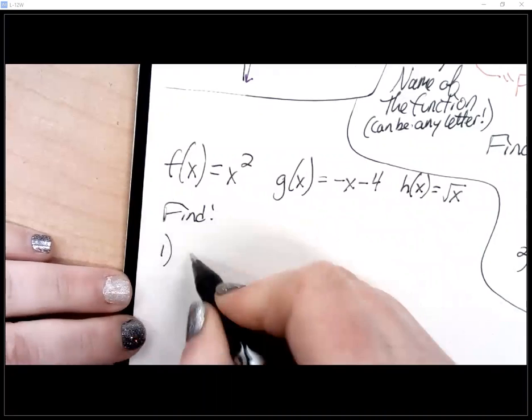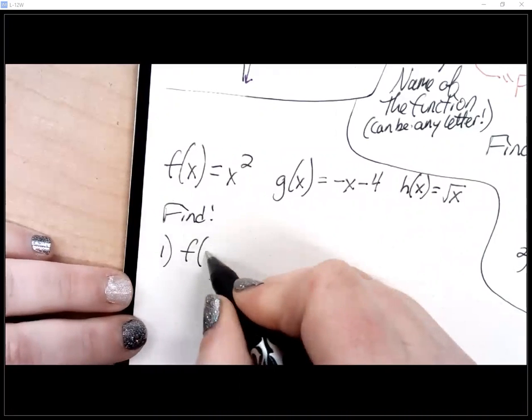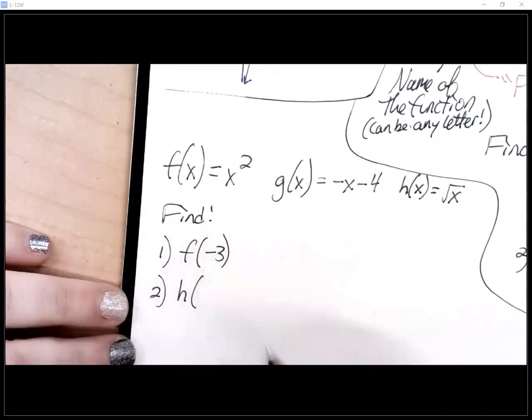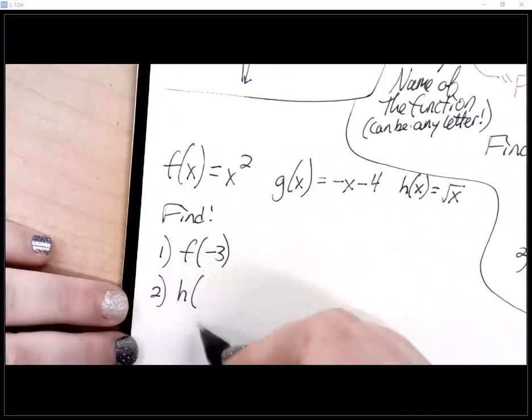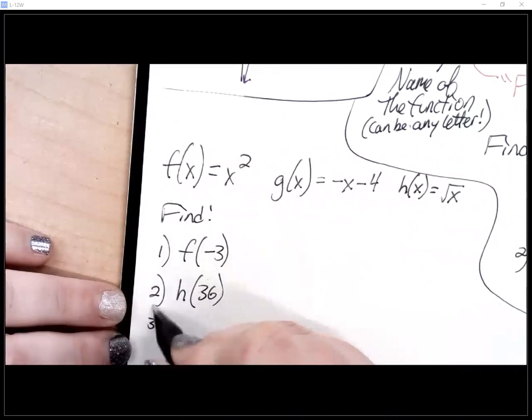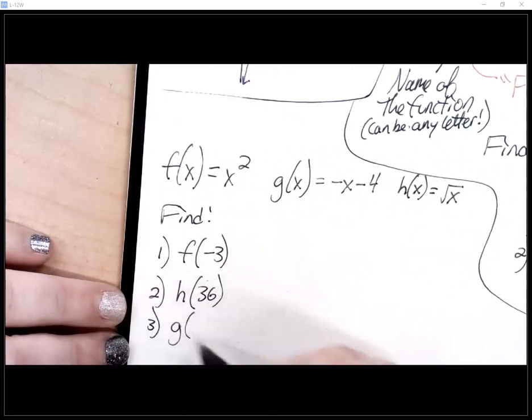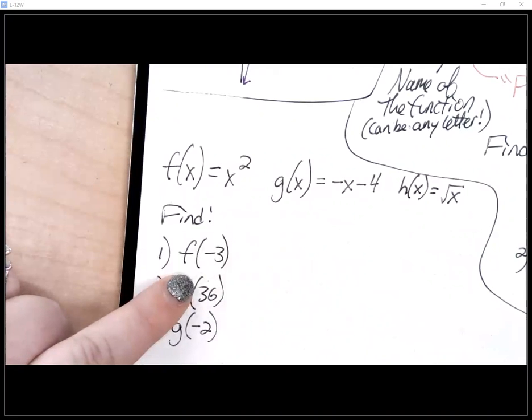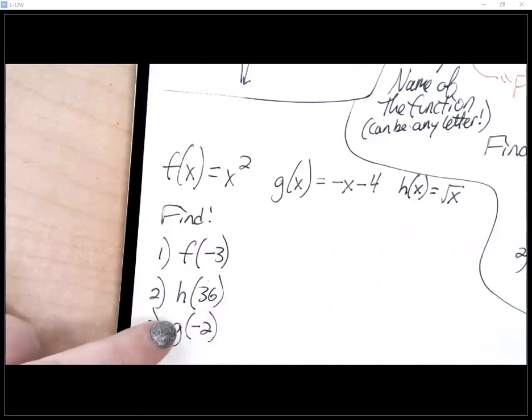Let's say f of -3. Let's find h of 36. And let's find g of -2. Okay, find for me those three. So the first letter just tells you which function you're looking at. In this case, you'd go to the f, and then you just pop in the -3. The next one, h of 36, I'm using the h function for this.